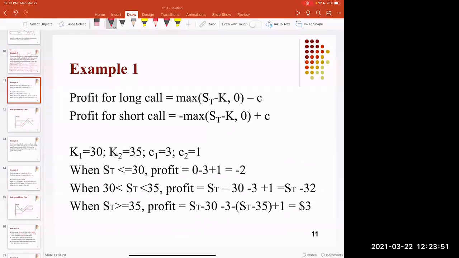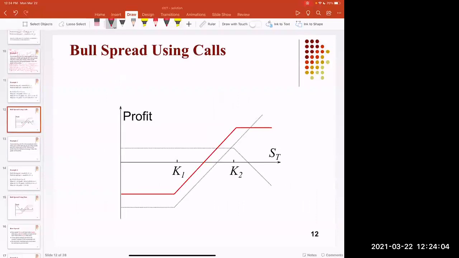After each class, I will upload the slides with the solution. So if you missed any notes, you can check the slides with the solution. Okay, so this is the bull spread using call.